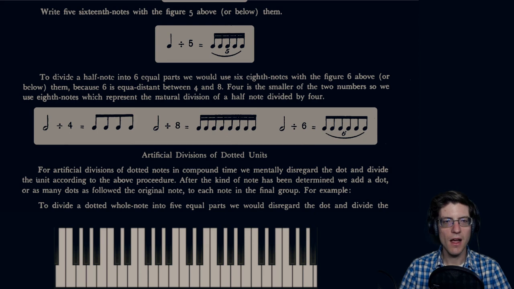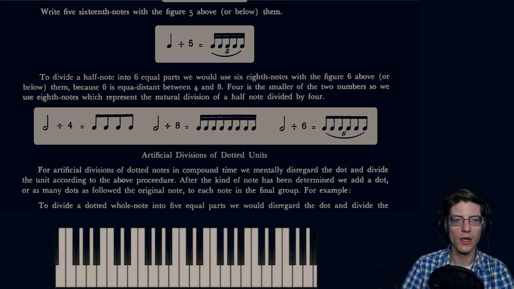To divide a half note into six equal parts, we would use 6/8th notes with the figure six above or below them, because six is equidistant between four and eight. Four is the smaller of the two numbers, so we use 8th notes, which represent the natural division of a half note divided by four. Notice equidistant, go with the smaller of the values.